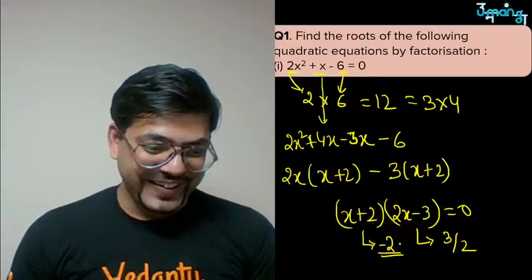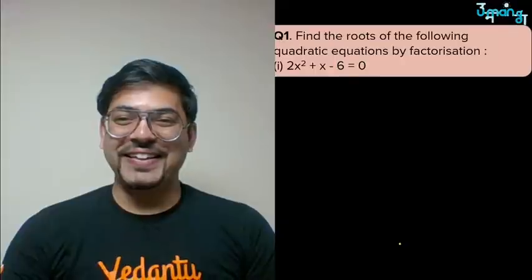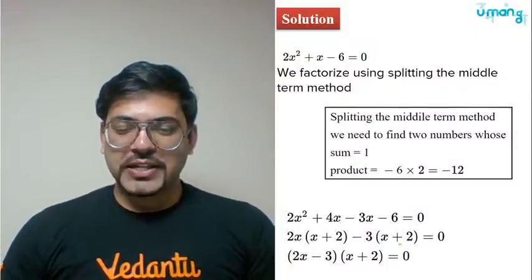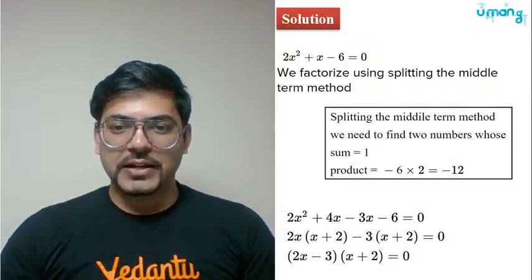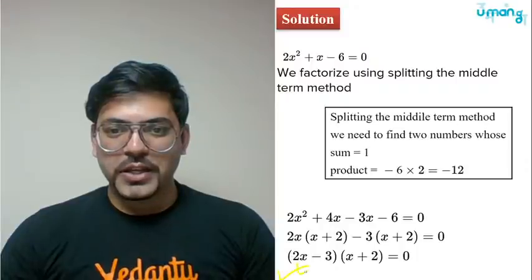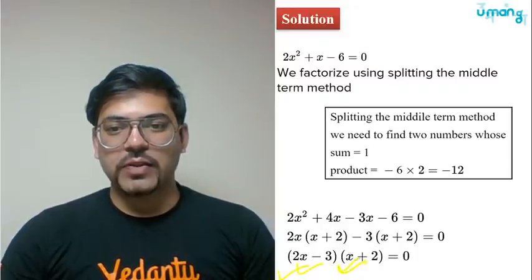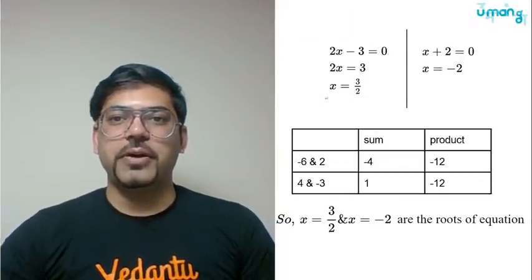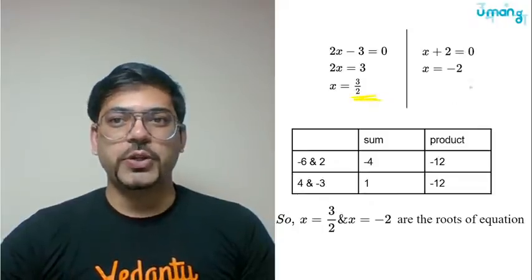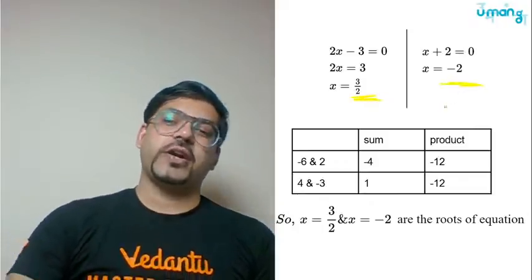Super easy. Very good. If you have understood, see here the solution also. I have kept the standard solution in case you want to go through it. So 2x minus 3 into x plus 2, that's what we did. And after that, we also got 3 by 2 and minus 2. These are the zeros.